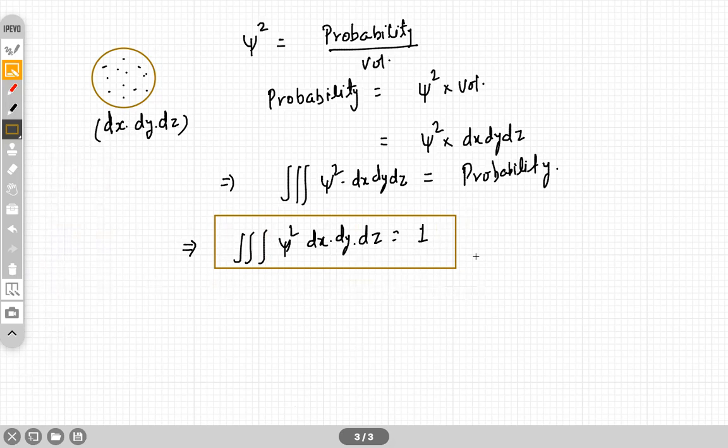Now, for different volume, you don't have to solve this. Triple integration is not there in your textbook, right? So for different volume, we have different value of psi also.